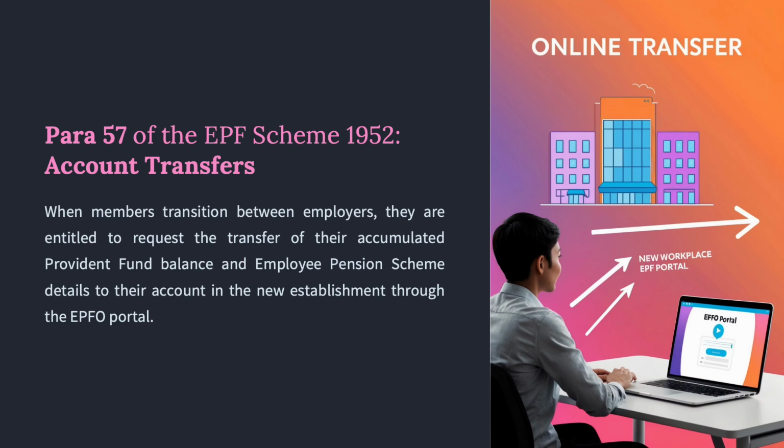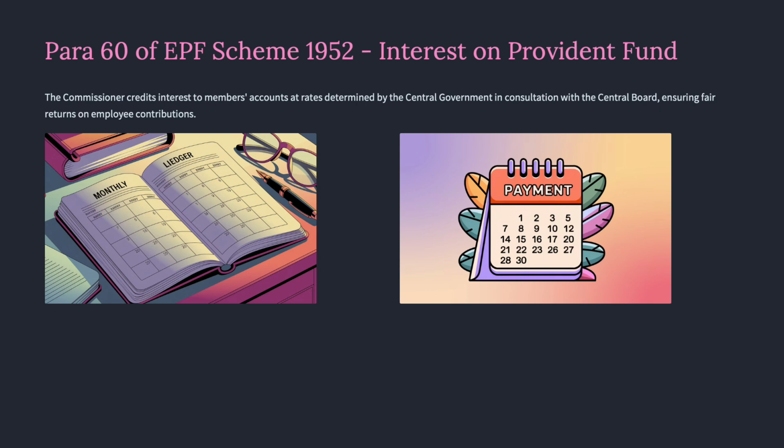Para 57 of the EPF Scheme, 1952. Account transfers. When members transition between employers, they are entitled to request the transfer of their accumulated provident fund balance and employee pension scheme details to their account in the new establishment through the EPFO portal. Para 60 of EPF Scheme, 1952. Interest on Provident Fund. The Commissioner credits interest to members' accounts at rates determined by the central government in consultation with the Central Board, ensuring fair returns on employee contributions.